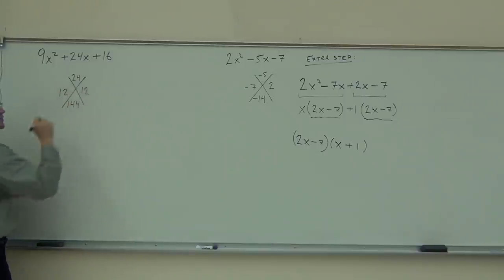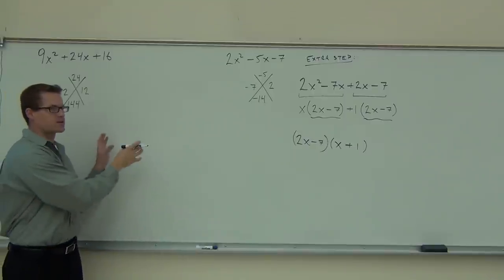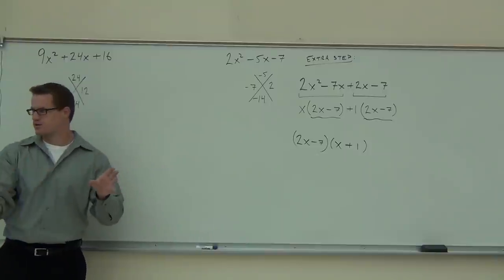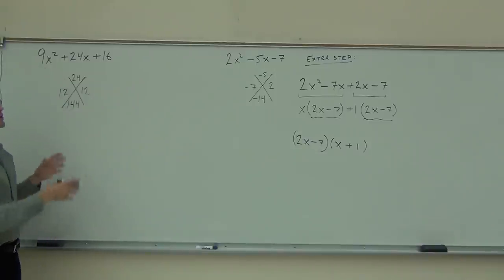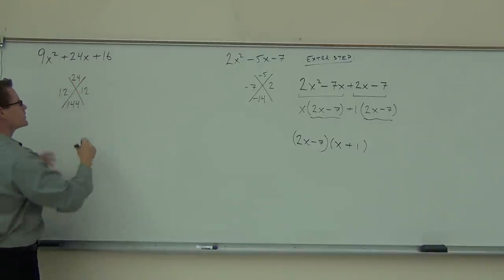Now, here's a key question I'm going to be asking you over and over and over again. Can we go directly to my factors, or do I have an extra step? What tells you you have the extra step here? We have the number in front of the x. Yeah, excellent. That's exactly right. So we can't just go x plus 12, x plus 12, done. It doesn't really work. We've got to do the extra step.